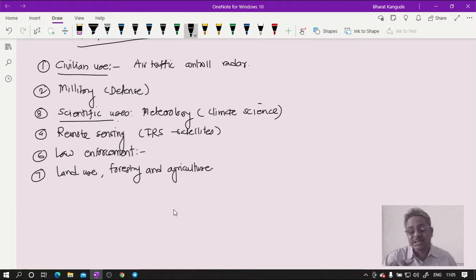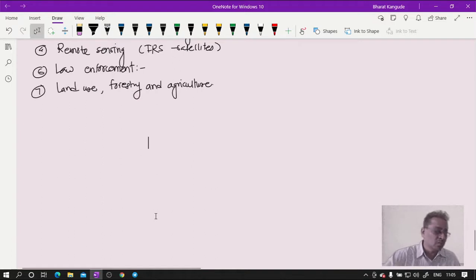Apart from that, as I said, you can go to Wikipedia or any other standard websites and find the number of applications of radars. There are also several YouTube videos available. Watch some of them, and they will give you correct information on different types of radar systems, their applications, advantages, disadvantages, and so on. So this is the third device we have learned in detail.